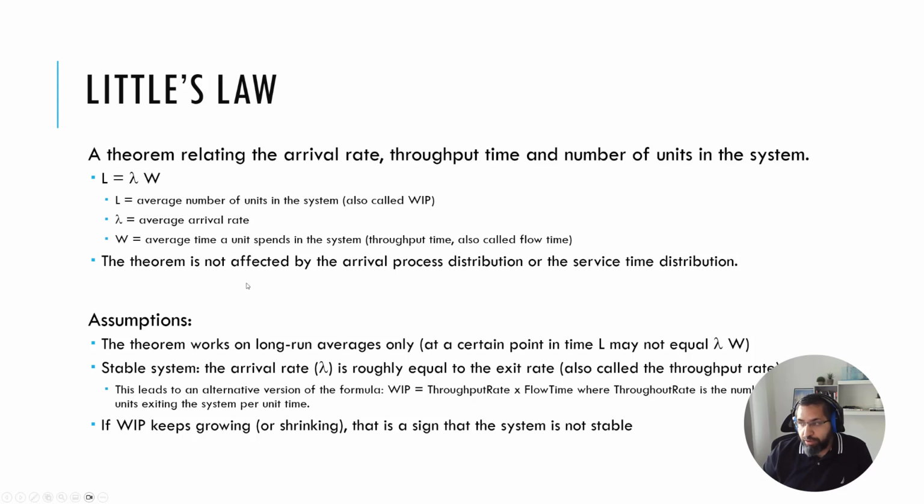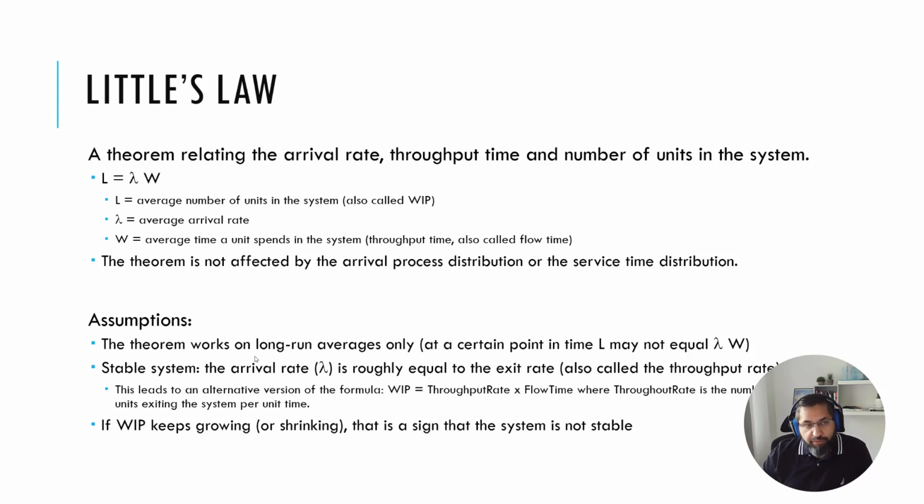Now, there are some assumptions about this theorem that have to be true for it to work. The first one is very important, which I've already hinted at: the theorem works on long run averages only. At a particular snapshot in time, L may not equal lambda times W, if L is the number of people in the system at that time, lambda is the arrival rate at that time, and W is the throughput time at that time. As I mentioned, these things can change, but we're talking about the average. So the theorem only holds on average.